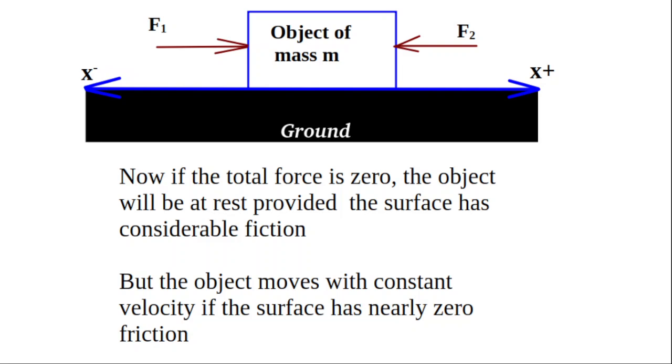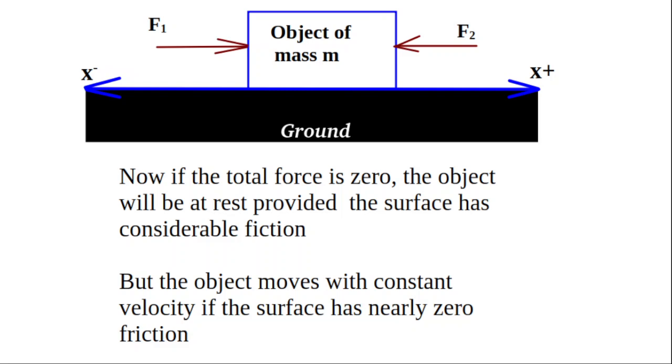What I say is that according to Newton, when the total force is 0, the object should be at rest. Yes, the object will be at rest provided the frictional force is very large. Again, when the total force is 0, the object should be in uniform motion. Yes, the object will be in uniform motion provided the frictional force is almost 0.